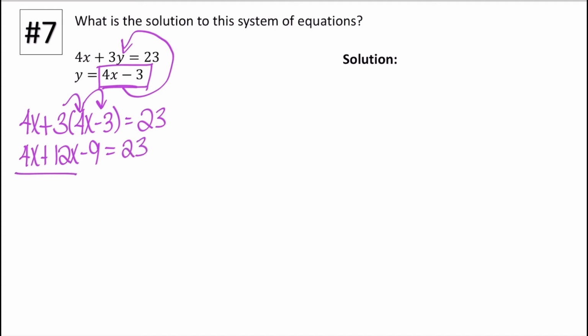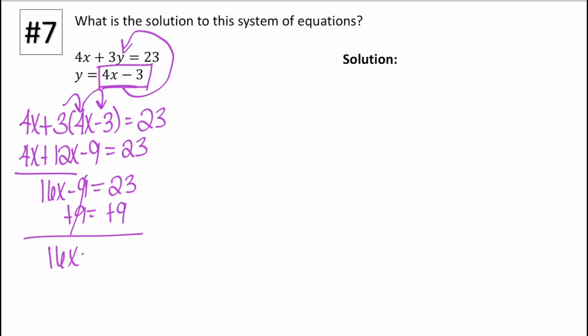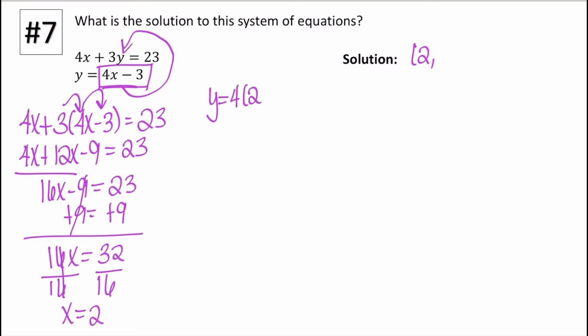So I'm going to combine these like terms, which gives me 16x minus 9 equals 23. And then I'm going to add 9 to both sides. So I end up with 16x equals 32. So now I divide both sides by 16, which gives me x equals 2. So once I have x equals 2, that is part of my solution. I now need a y value. So I have y equals 4 times 2 minus 3, because I substituted in x equals 2. So I have y equals 8 minus 3, which gives me y equals 5. So my solution is 2, 5.